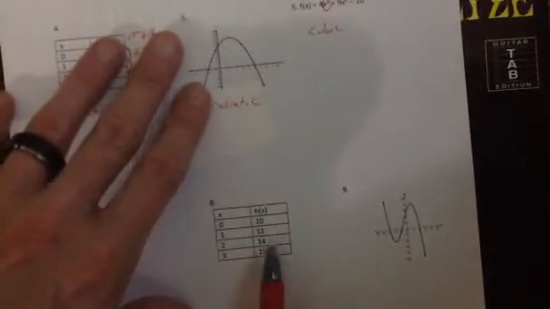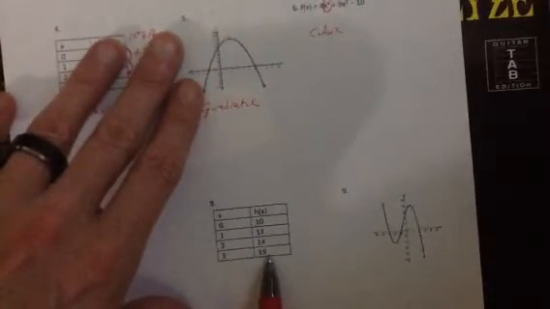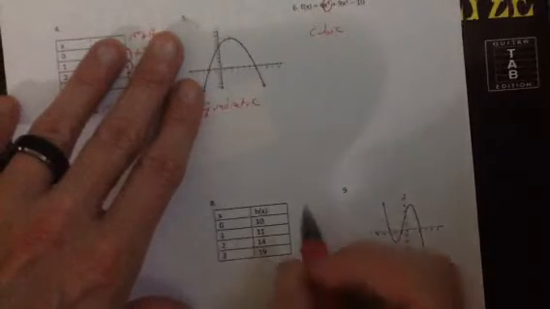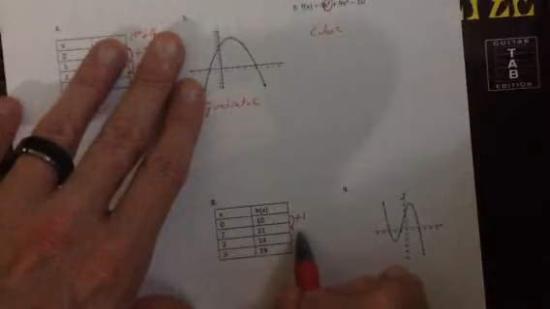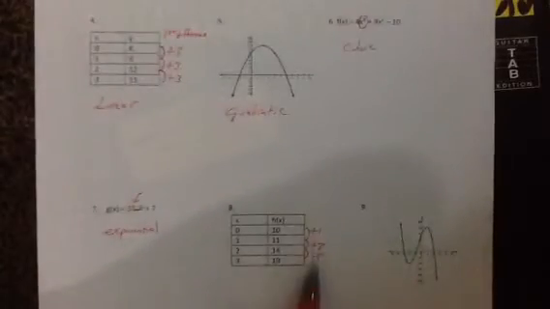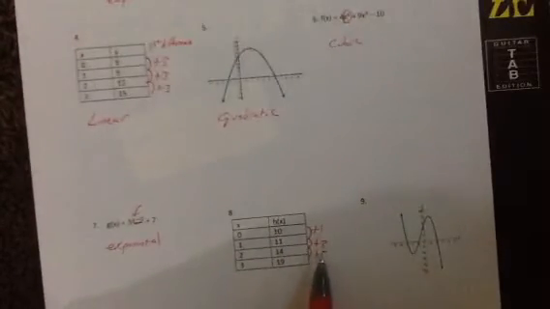Number 8, I don't see anything multiplying, so it's not exponential. I'm going to calculate the first differences. To go from 10 to 11, that's a plus 1. From 11 to 14, that's a plus 3. From 14 to 19 is a plus 5. Well, the first differences are not the same like they were over here. So I also know it's not linear, or it would be the same number happening every time.